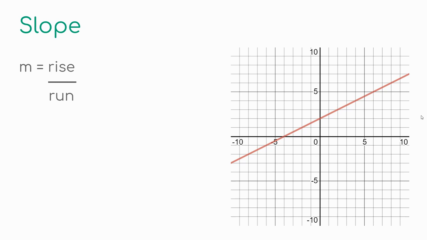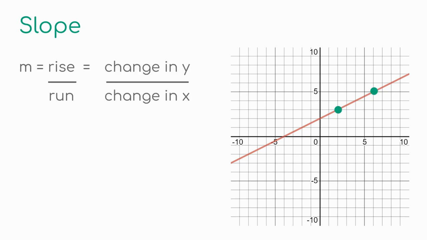So slope is how steep the line is. It's written as rise over run, where rise is how much up or down it goes, and run is how far right or left it's going. So if we think about rise going up and down, the coordinates that go up and down are our y coordinates, and the coordinates that go right and left are our x coordinates. So it's really the change in y, like how far up or down it's going, divided by how far right or left.